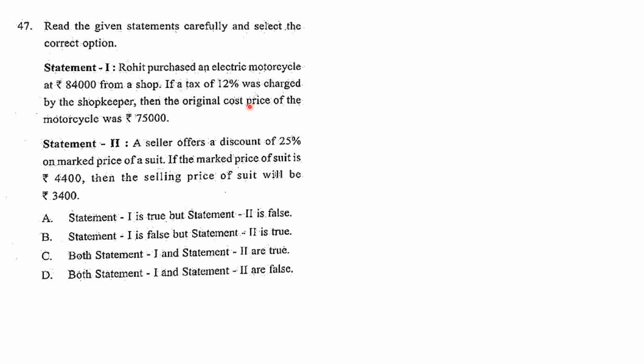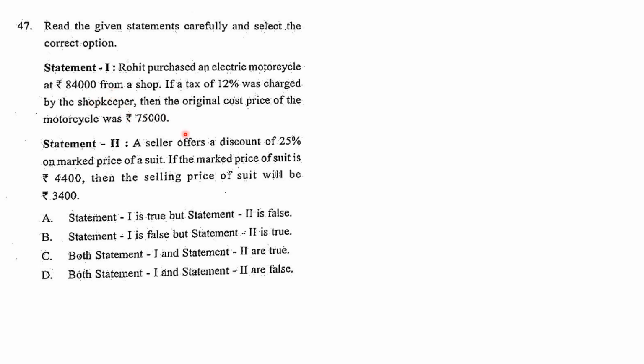So in the first part, as it is given that we have to check whether the cost price is 75,000 rupees or not, I will assume that my cost price is 75,000, and if I add 12% tax on it, I will see whether my sale price is coming as 84,000 rupees or not.